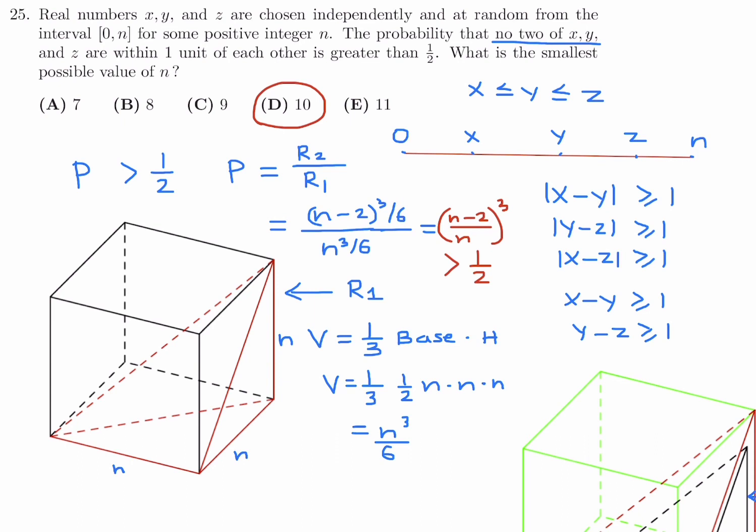When it is equal to 10, it becomes 512 over 1,000. And as you can clearly see, that is greater than 1/2. The first time that happens, the smallest value for which that happens, is when n equals 10. And therefore, number 25, the answer is D.